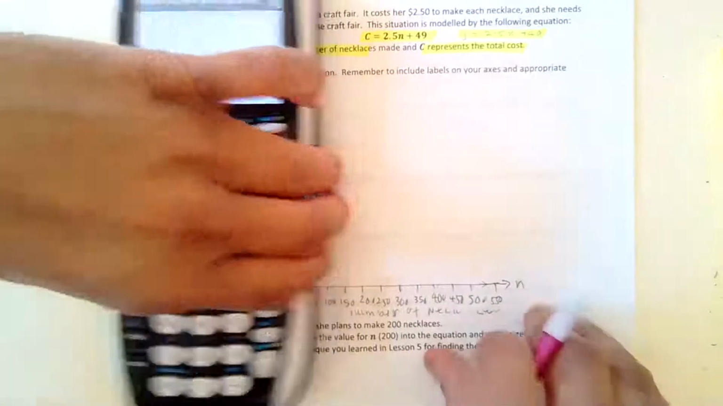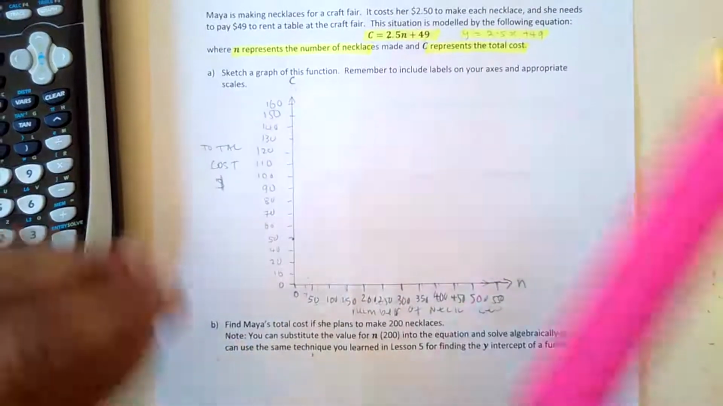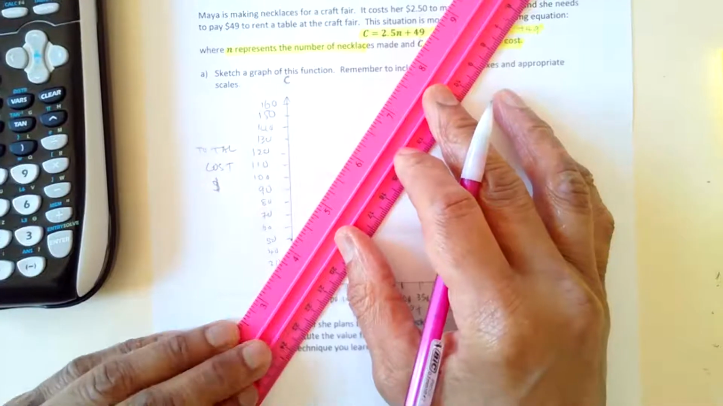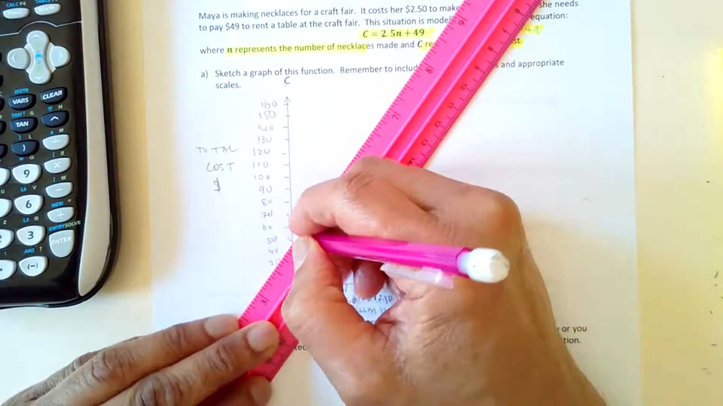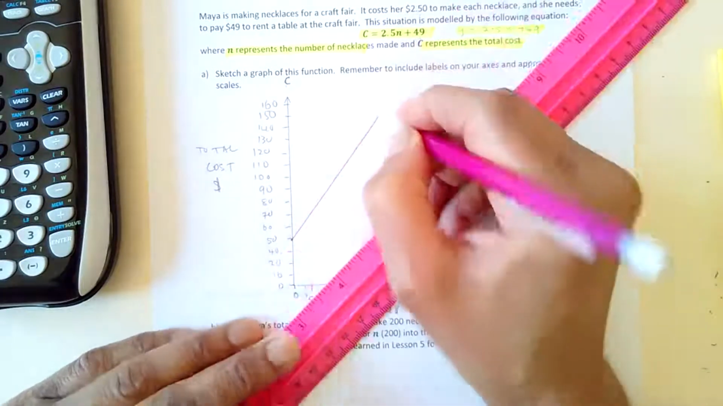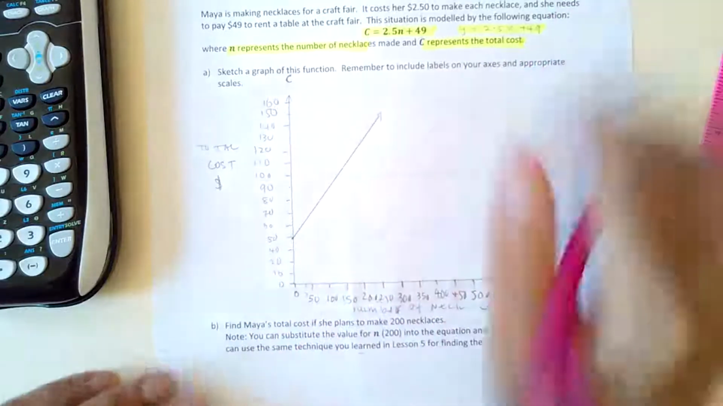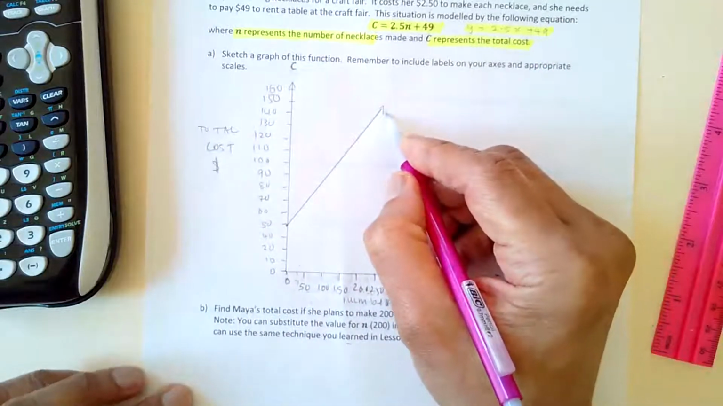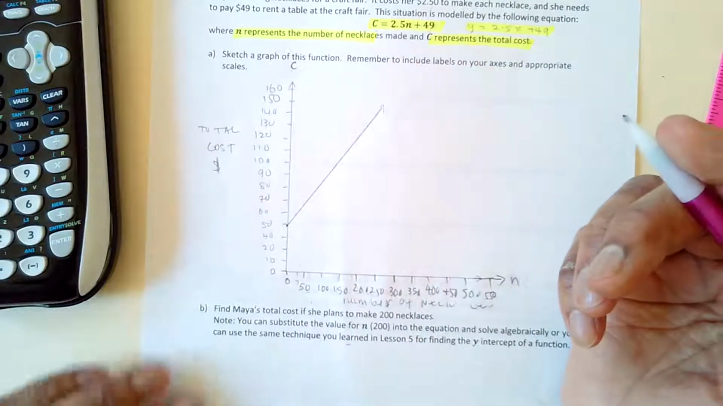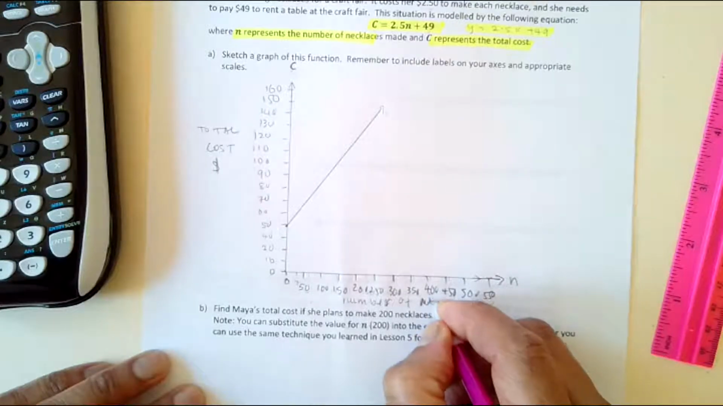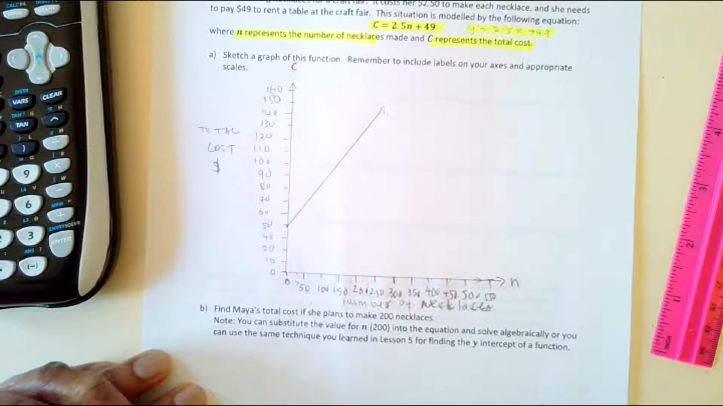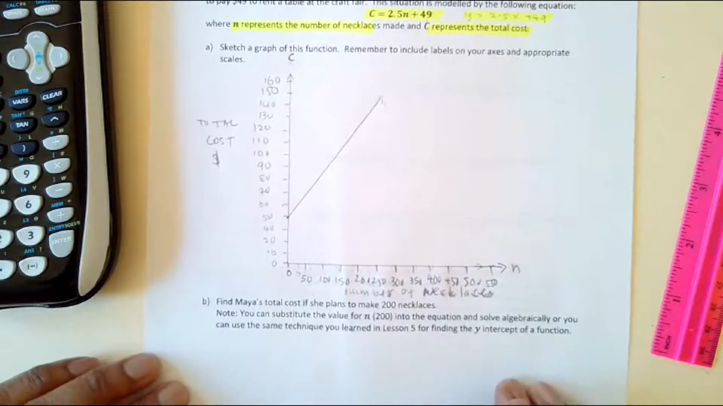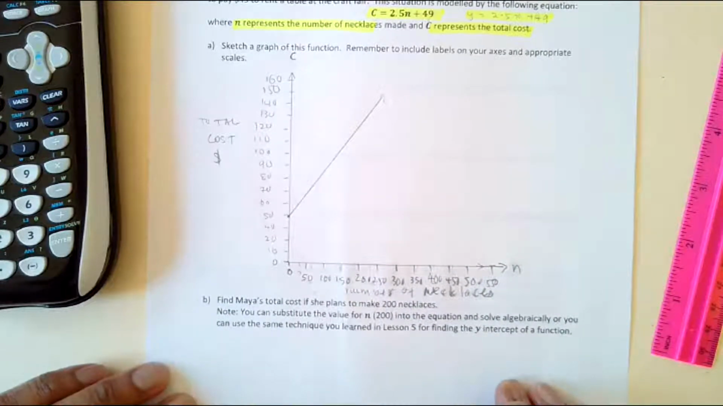So now I'll get my ruler, and my graph is going up approximately. This is my sketch. Remember, I put an arrowhead here, meaning that this graph is going up. It depends on the number of necklaces Maya makes. Okay, so that's my cost.